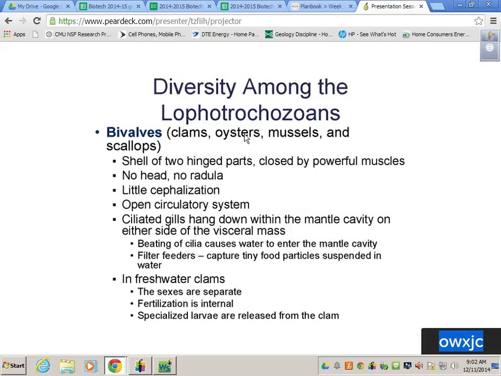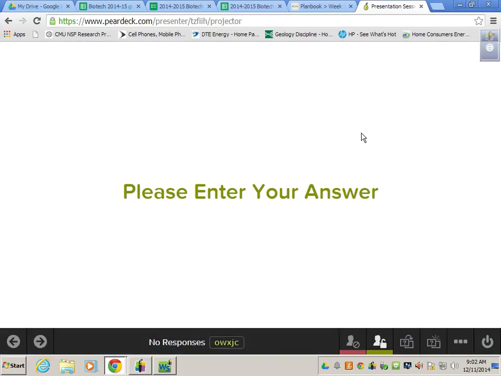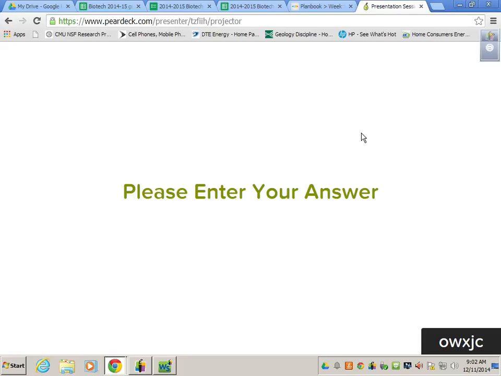The ciliated gills hang down within the mantle cavity on either side of the visceral mass, and the beating of cilia causes the water to enter the mantle cavity. So if we were all to go like this, and we were all lined up, could we pull water in? Yeah. So imagine millions of those now all doing this. So they are filter feeders. They capture tiny food particles suspended in the water. And so we think about zebra mussels. What did zebra mussels do to the Great Lakes?